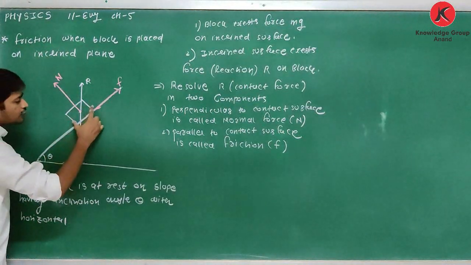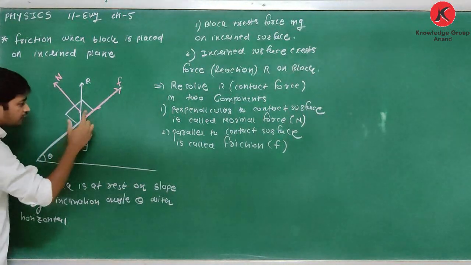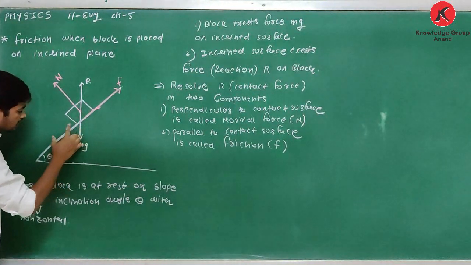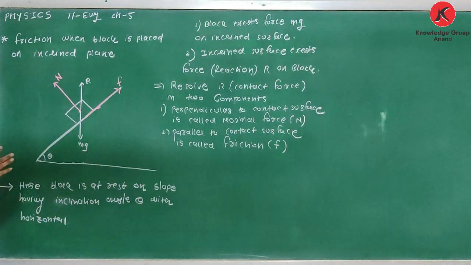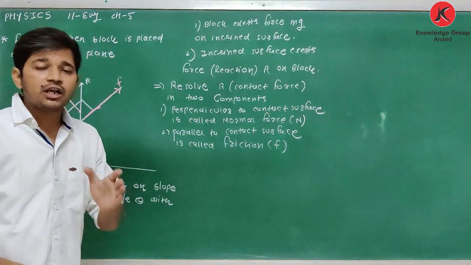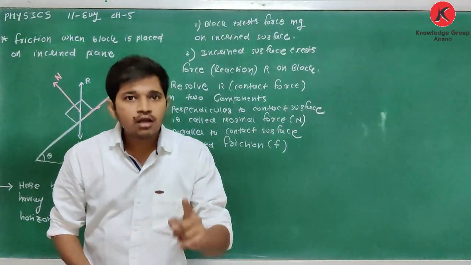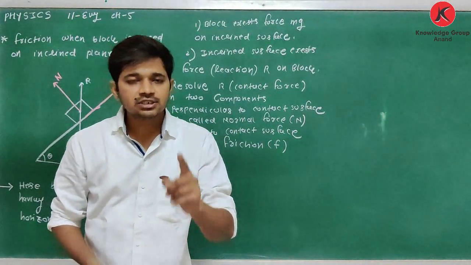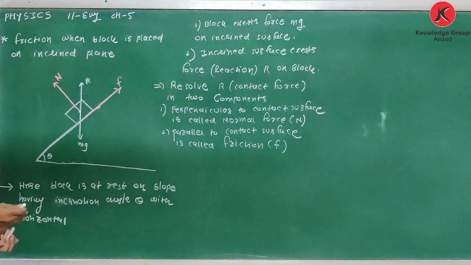When there is no friction between the block and this surface, this block will move in the downward direction. So yes, in absence of friction force, block would have slipped down. It is called impending motion. When friction is absent, motion of the object is called impending motion. Clear about this?